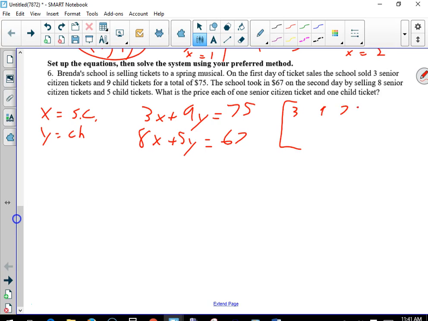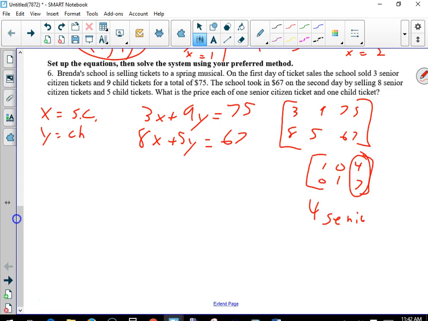3, 9, 75. 8, 5, 67. Plug that in your matrix, and you'll get 1, 0, 4, 0, 1, 7. Therefore, here's your answer: 4 senior citizens and 7 children. Where's the money?